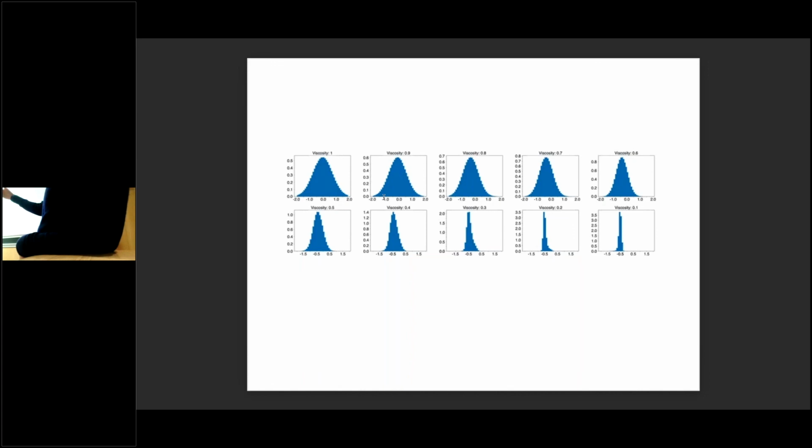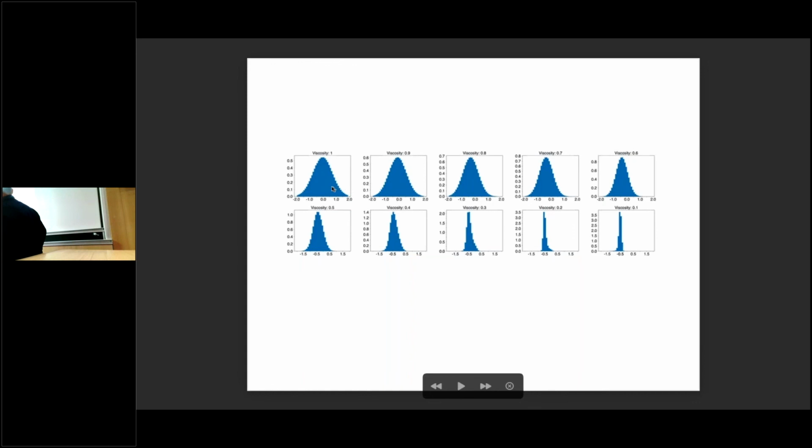I get a new equilibrium. I restart from this. I decrease the viscosity again, and so on and so on. So this is exactly what you have here. So here, what you have is the histogram for the mean state of the population at the terminal time.